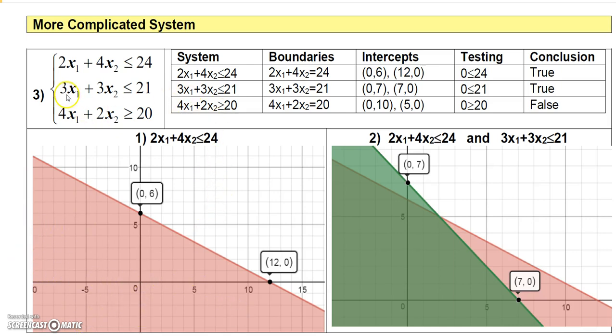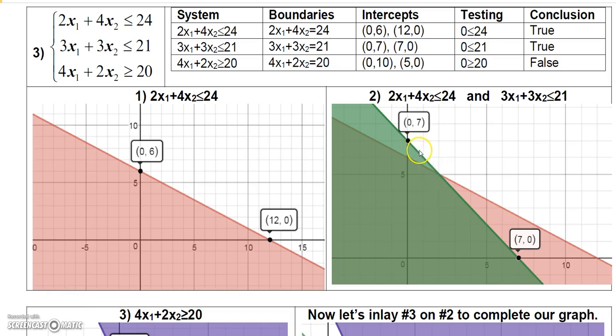Now let's bring in the second inequality and see what we get from that. So I have 3x1 plus 3x2 is less than or equal to 21. So its boundary would be 3x1 plus 3x2 equals 21. Now if you let x1 be 0 and solve for x2, you get 0, 7. And if you let x2 be 0 and solve for x1, you get 7, 0. So this line goes through 0, 7, and it goes through 7, 0. And then I would draw the boundary through that line.